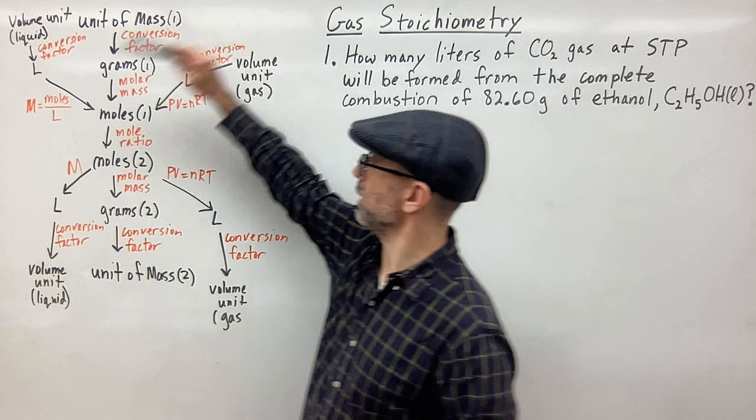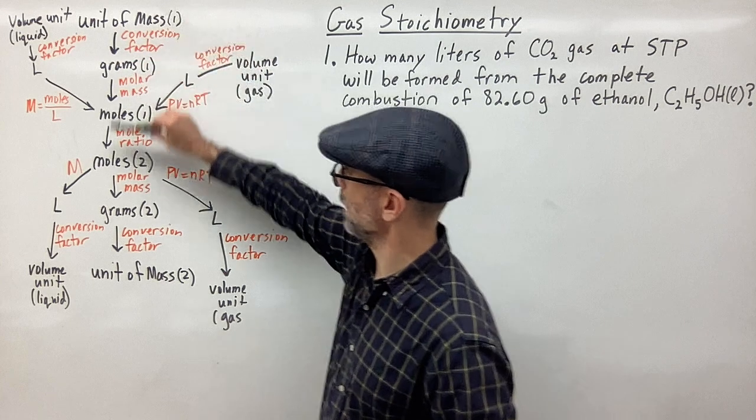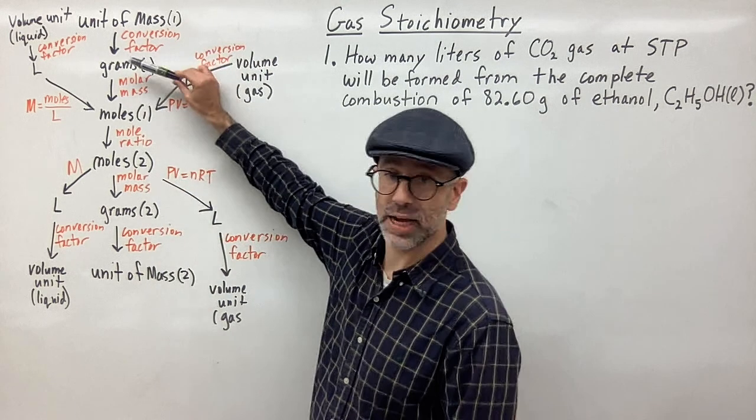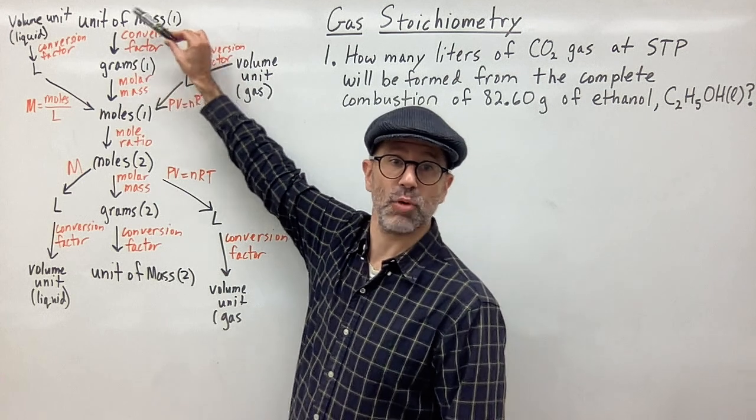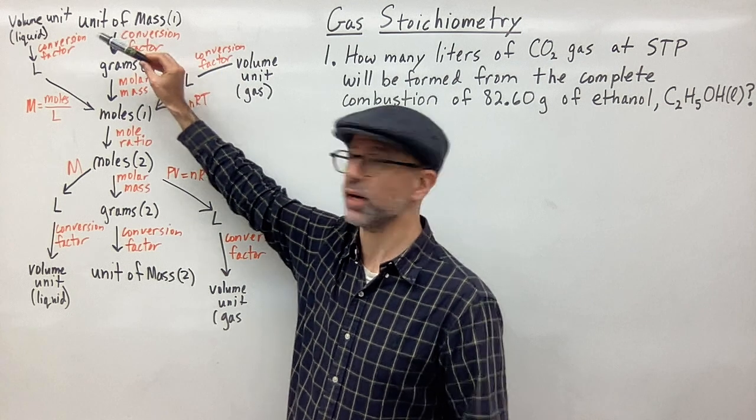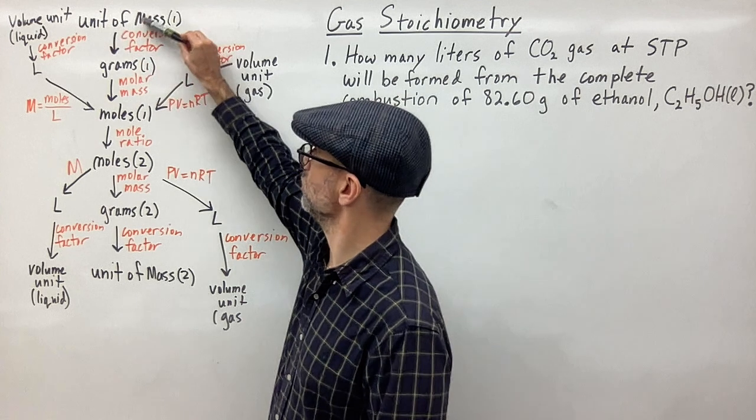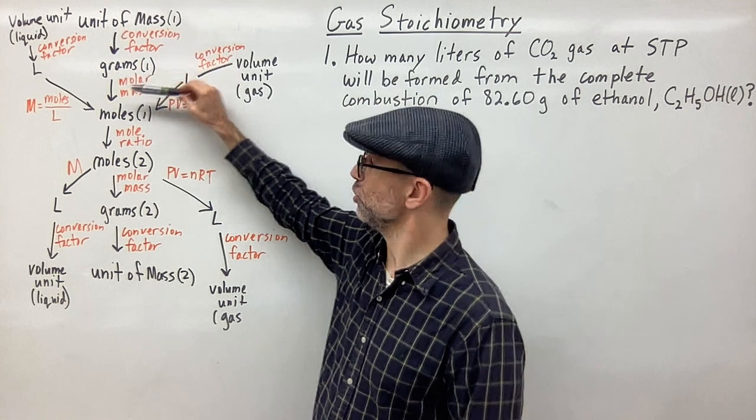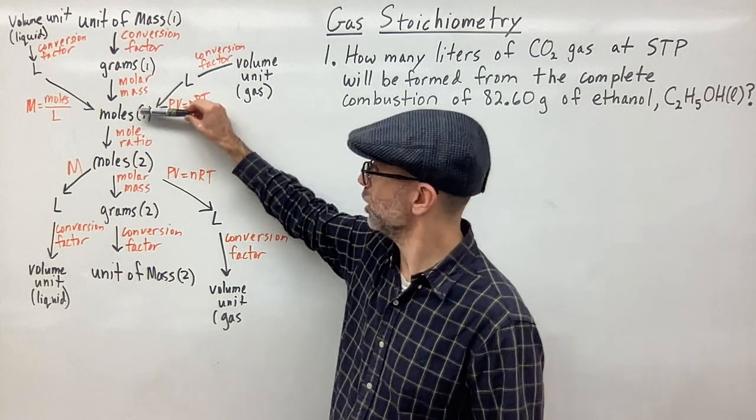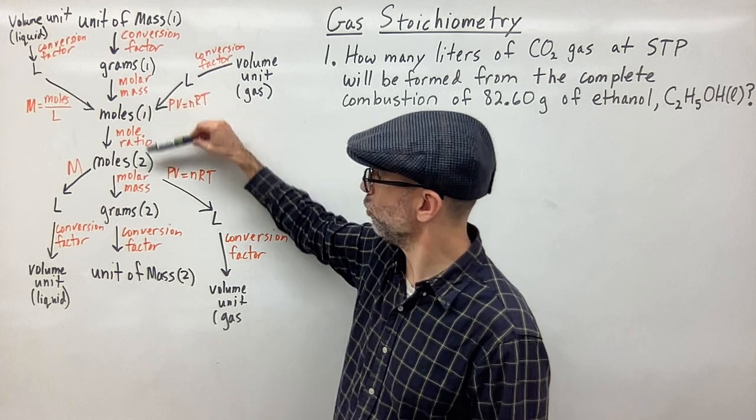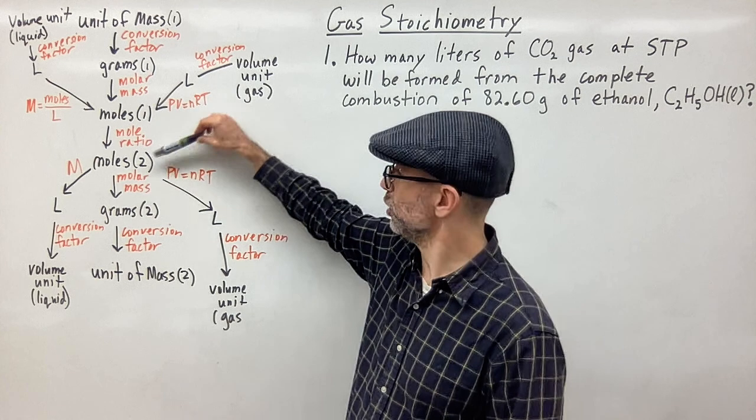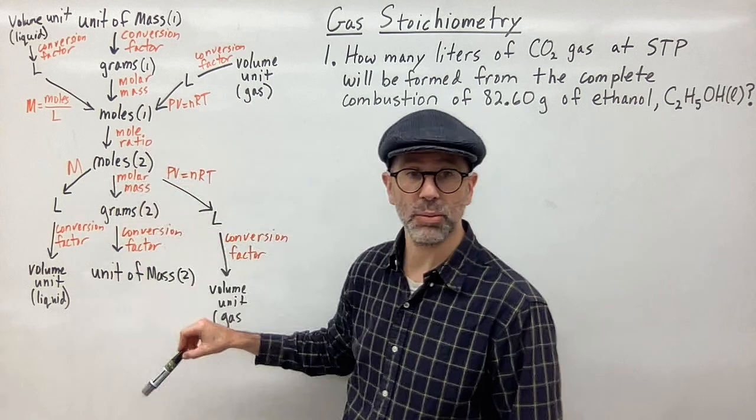So using my map here, if this is the main highway, grams to grams, right? You could have a mass of one substance. They might give you kilograms or tons or pounds or whatever. Whatever it is, you convert to grams, and then you can use the molar mass to convert to moles, right? And then from there, you're going to use the mole ratio to convert from moles of one substance to moles of the second substance. And then from there, you go wherever the problem is leading you, right?